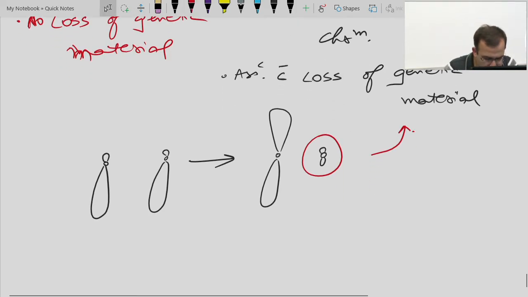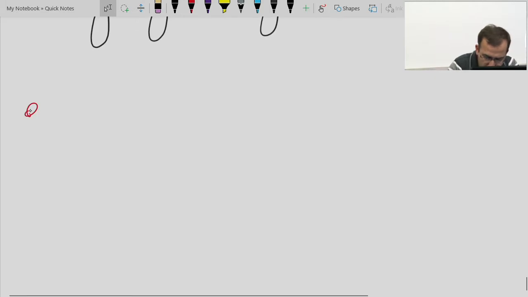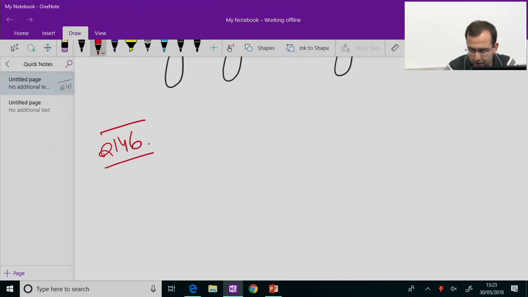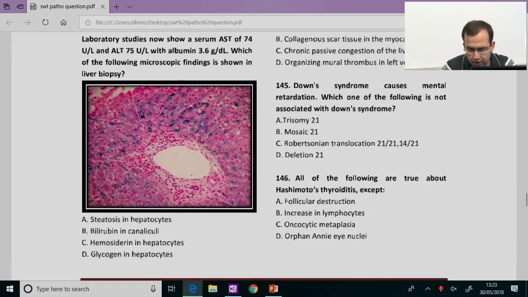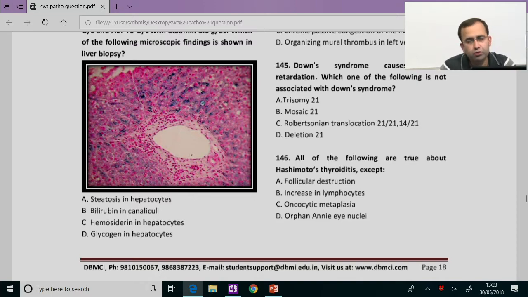Next, this gets us to the next question, that is question number 146. All of the following are true with Hashimoto's. Hashimoto's thyroiditis is the most common cause of hypothyroidism in iodine sufficient areas. You know that. All are true except follicular destruction. Agreed. Increase in lymphocytes, oncocytic metaplasia. All these are the features.